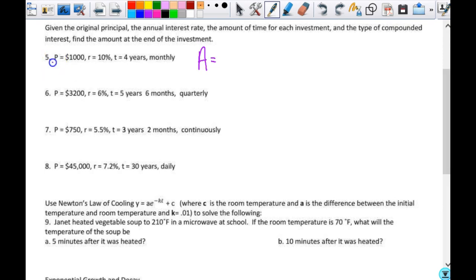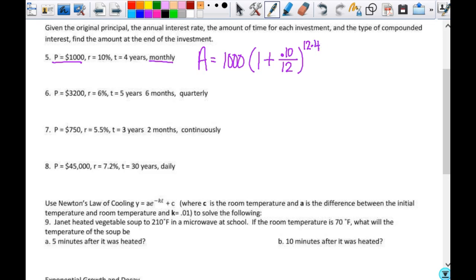My principal is 1,000 times 1 plus the rate. It's 10%, but you always have to put your rate in as a decimal. So it's 0.1 or 0.10 over what? What would the n be here? 12, because it's monthly, so that's 12 times a year. Close my parentheses, and then it is n times t. My n again is 12, and my t is 4.